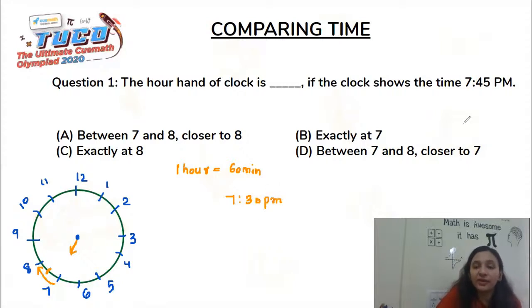Now 7:45 is definitely 15 minutes more than 7:30. So your hour hand would have definitely moved even ahead of the mid bar that I have drawn here. So it would be somewhere here.